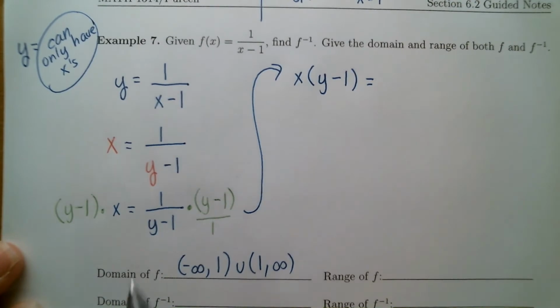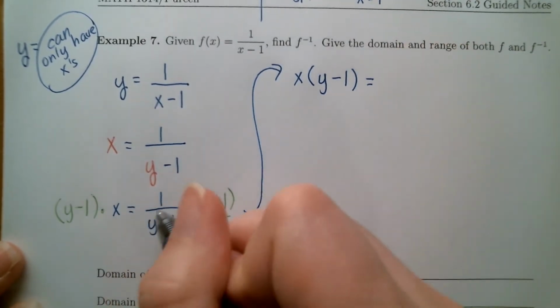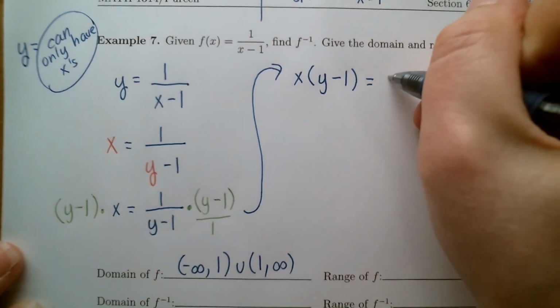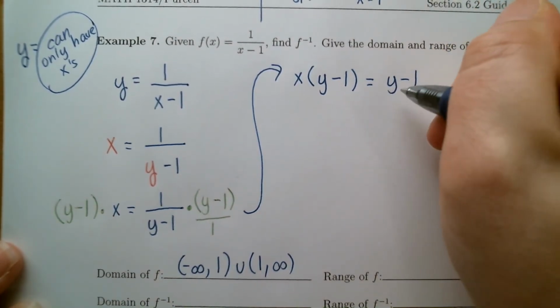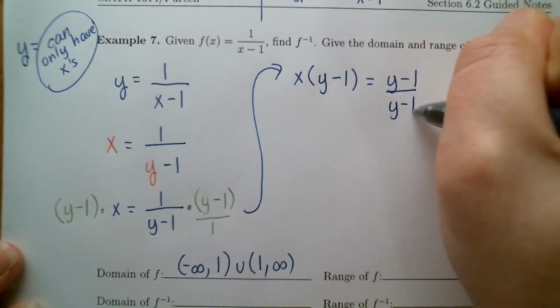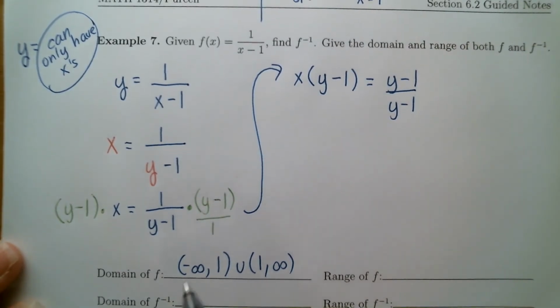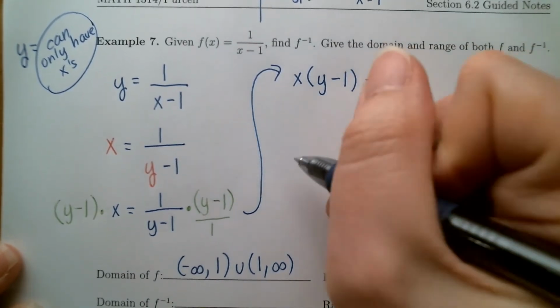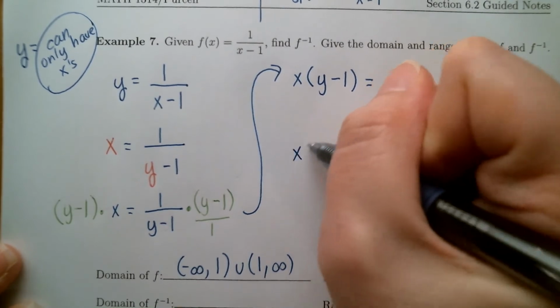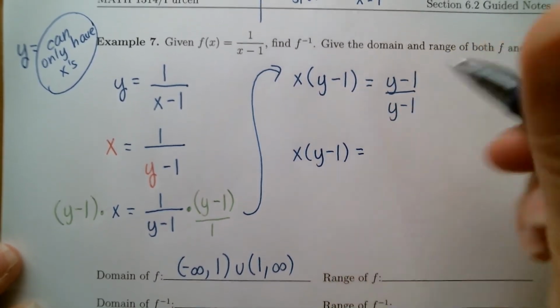On the right side, you are multiplying two fractions. Remember how you multiply fractions. You multiply across the top and across the bottom. So you're going to get y minus 1 divided by y minus 1, because anything times 1 is itself.